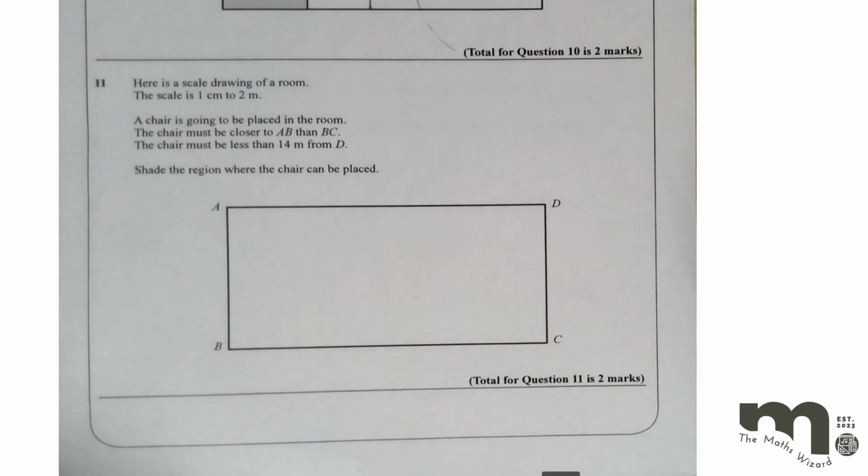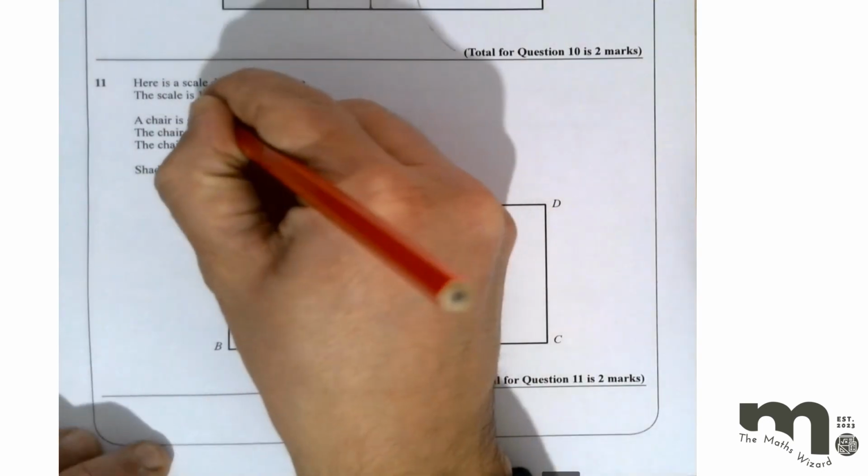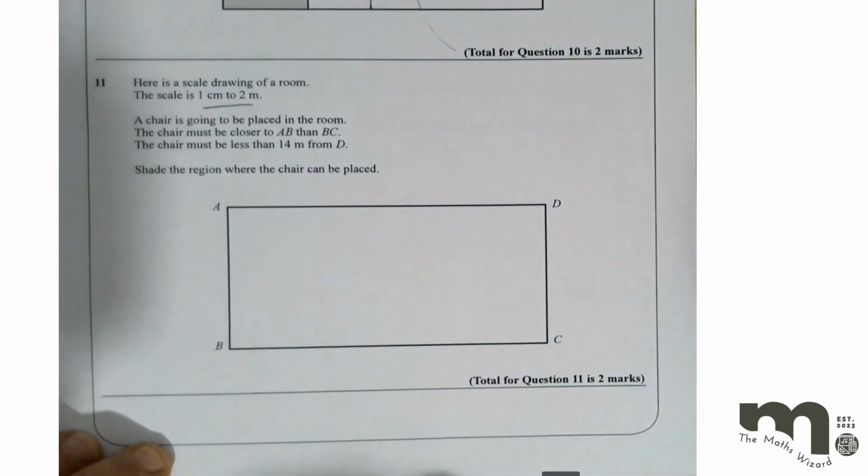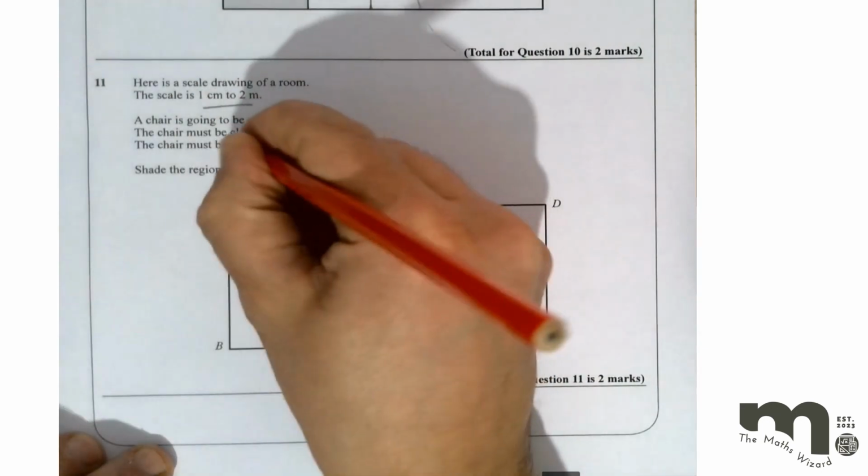Okay, let's have a look at this next question then. We've got a nice easy scale again. So we've got a scale drawing of a room. Every 1 centimetre on there is 2 metres. We're going to put a chair in this room. And it's quite a tricky one, this one.